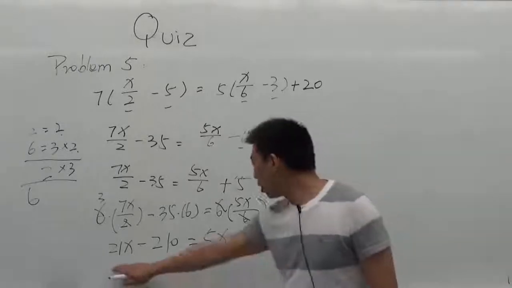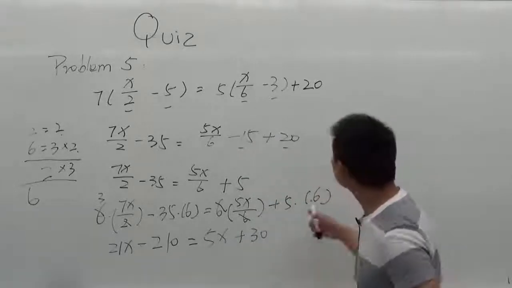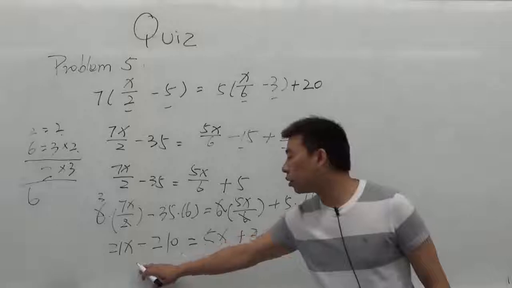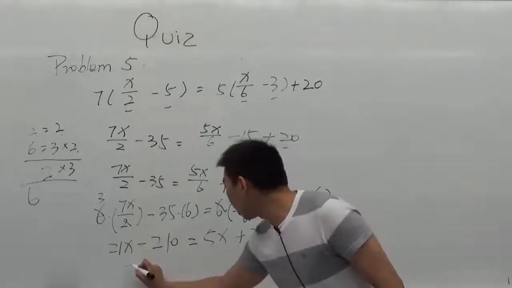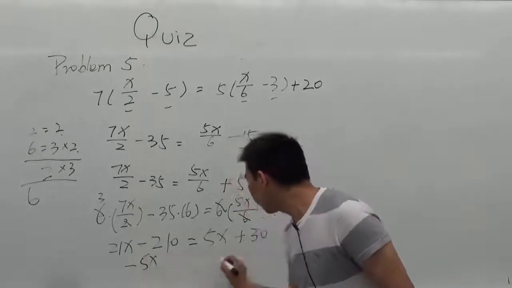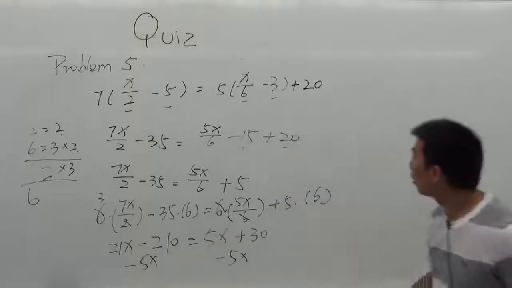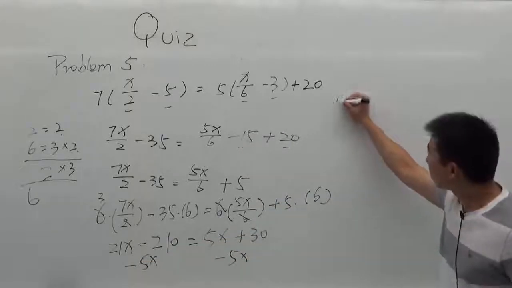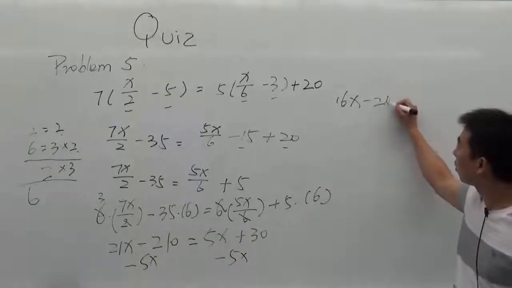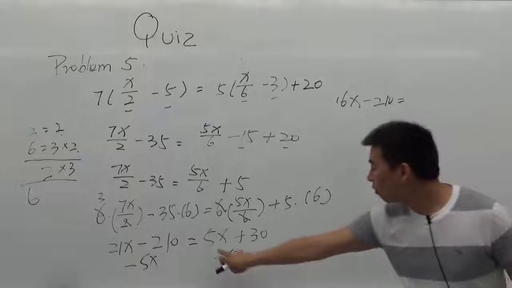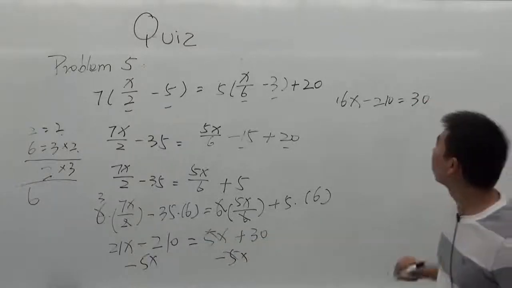It's a very easy equation right now. It's just 2 x terms on different sides of the equation, and 2 numbers. Then we just need to move the x term to one side and the number to the other side, solving for x. So here's 5x. We can subtract 5x from both sides. Then we have 21x minus 5x, that gives us 16x, then minus 210 equals, 5x cancel out, we have 30 here.